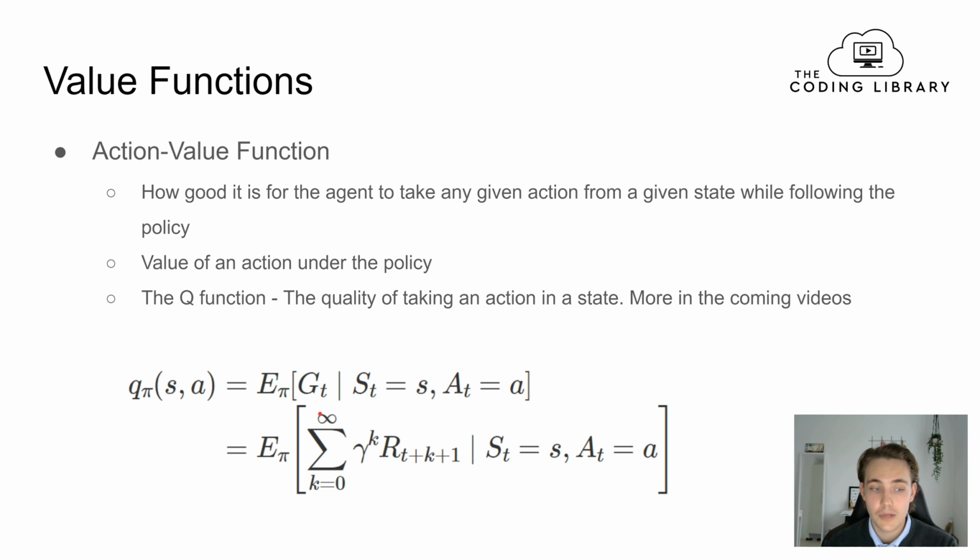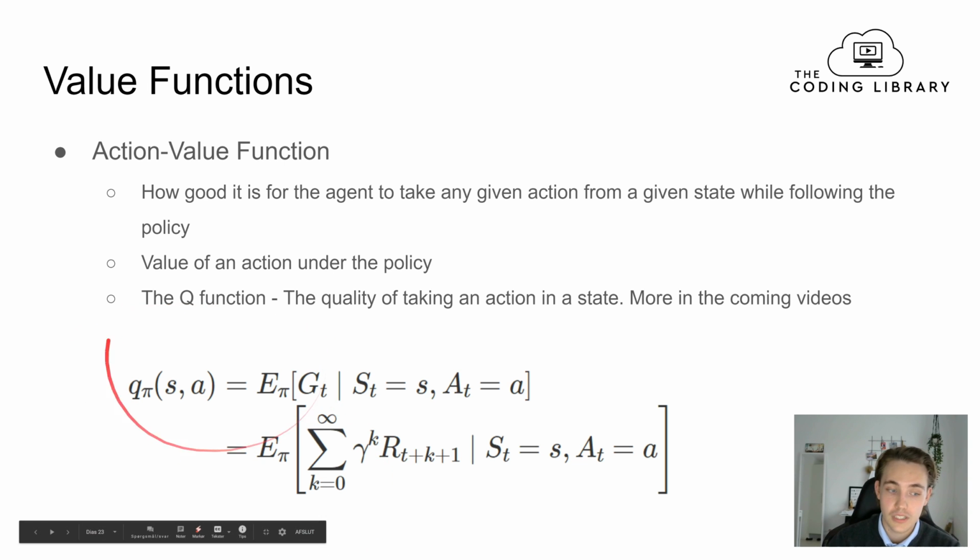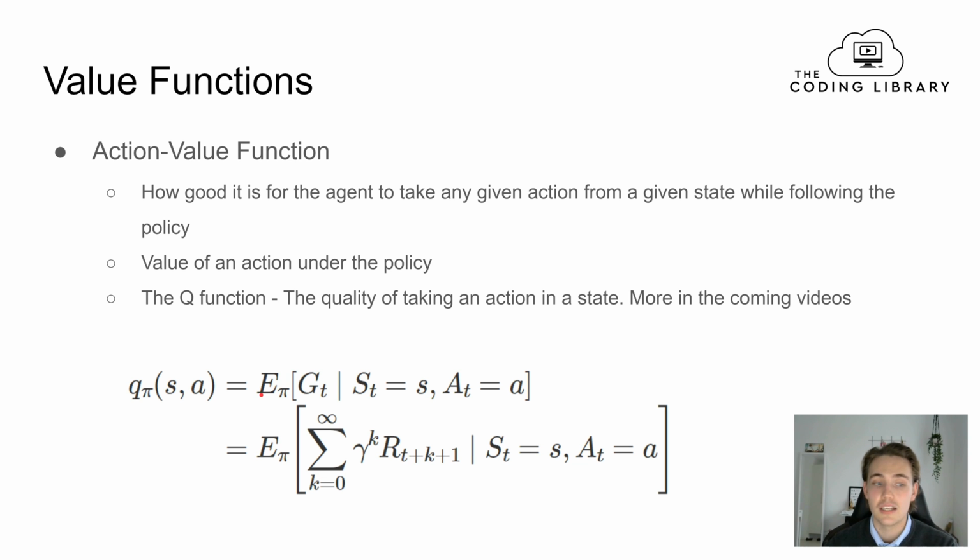We can also talk about this as the Q function, which is the quality of taking an action in a state. We're going to talk a lot more about the Q function and Q learning in some of the upcoming videos, because it's a real nice thing, and it's probably one of the most implemented functions in practical examples, where we have this Q function given from the action value function, which measures how good an action is under a policy.